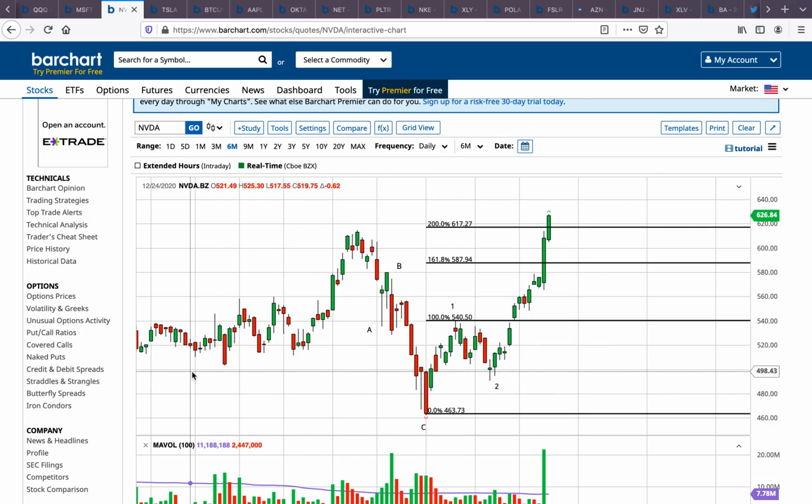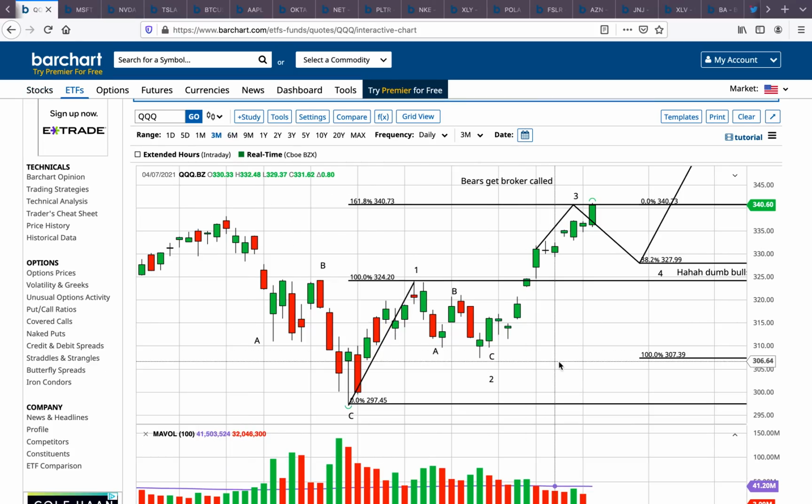So what do I mean when I say corrective waves are not guaranteed to happen? Well, NVIDIA passed the 161.8% extension of wave 1. So if you opened up a short position on NVIDIA because you said wave 3 has to end at the 161.8% extension of wave 1, your broker called you this morning. And if you told your broker, well, I'm shorting a wave 4, it's going to pull back, he's going to say, you don't ever short a wave 4, and here's why. Because wave 3 is the big wave, the most powerful wave in Elliott wave theory. And we can see NVIDIA just passed the 161.8% extension of wave 1, so it's at the 200% extension of wave 1. Wave 3 is the most powerful wave. So you never short a corrective wave, but you definitely don't ever short a wave 4.